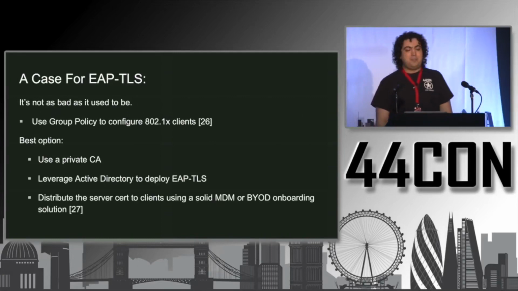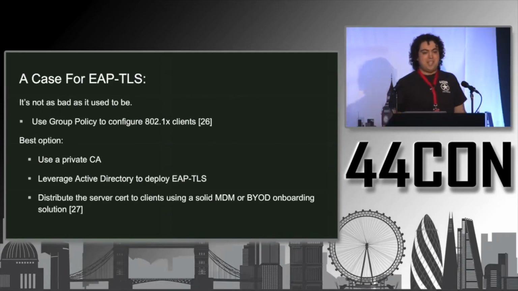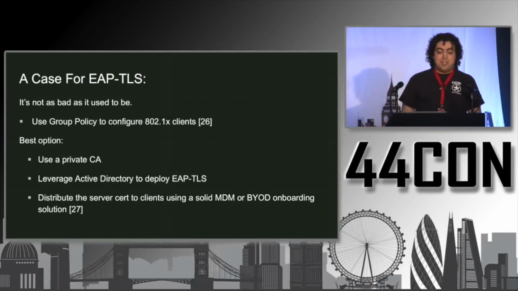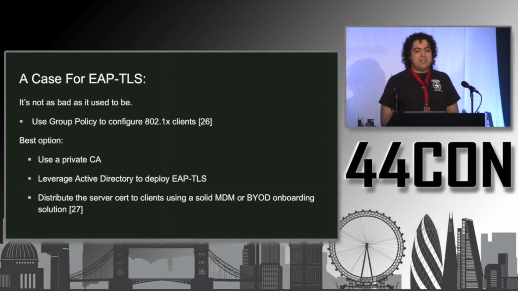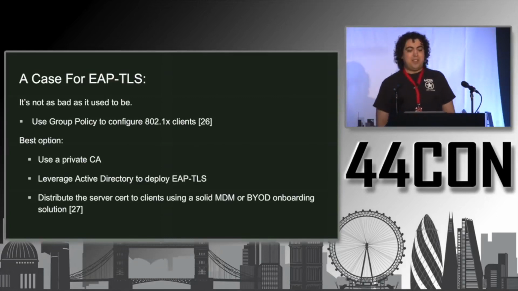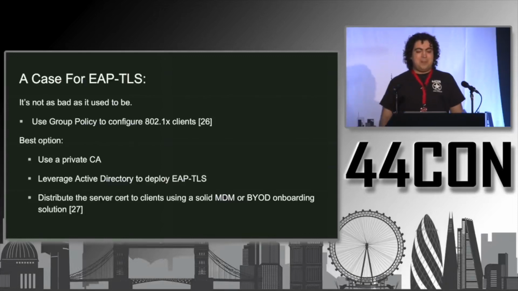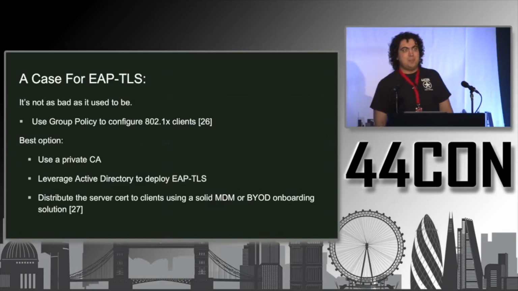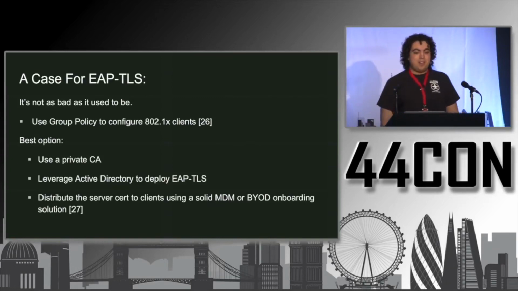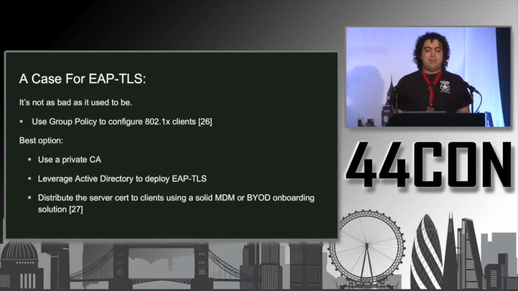Before we wrap this up, I'm going to make one last ditch case for EAP-TLS. It's actually not as bad as it used to be. You can use group policy to configure 802.1x clients. Your best option is to use an internal, private CA and leverage AD as much as possible to deploy EAP-TLS. And if you have BYOD devices to worry about, you can address that most of the time using a solid MDM or BYOD onboarding solution.